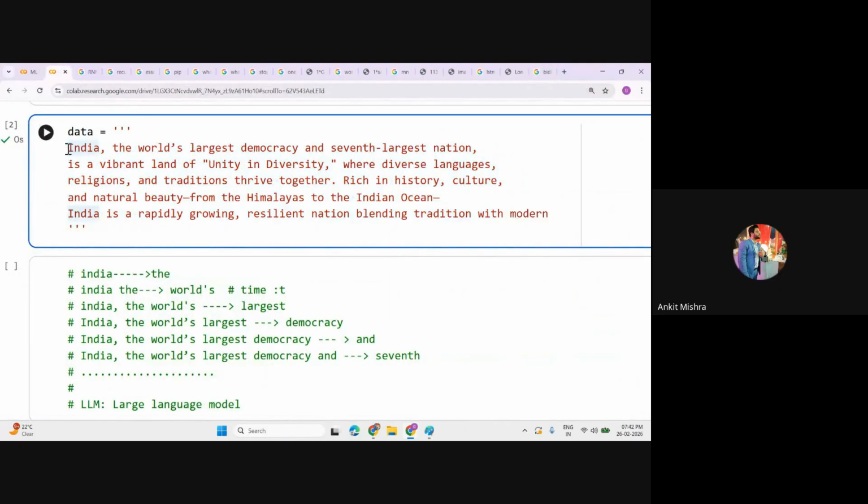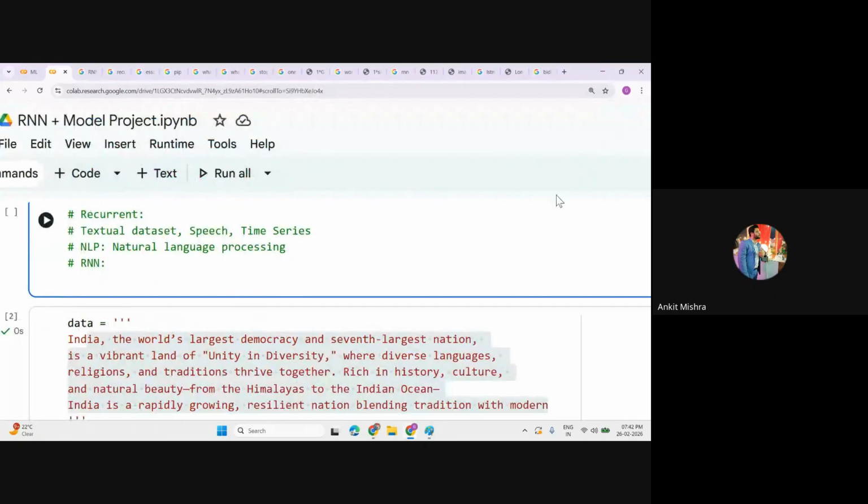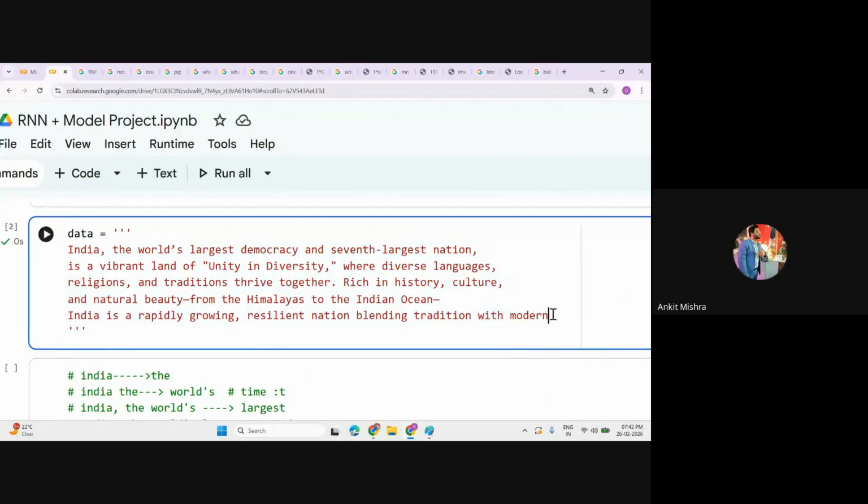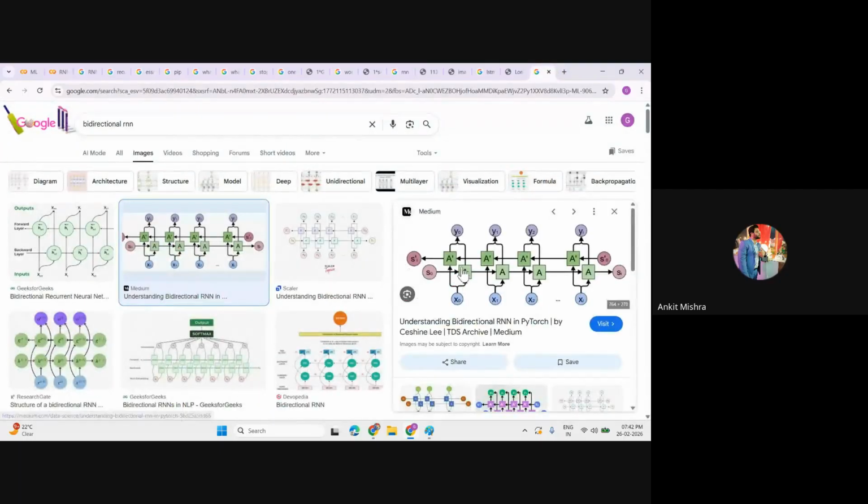We have created this model with India as an input and the as an output. Now let's read this from the backward direction. Modern will become input and with will become output. Modern with will become input and tradition will become output. Modern with tradition will become input and blending will become output. So this is my bidirectional RNN. It will try to understand the overall pattern of both the forward pass and the backward pass as well.